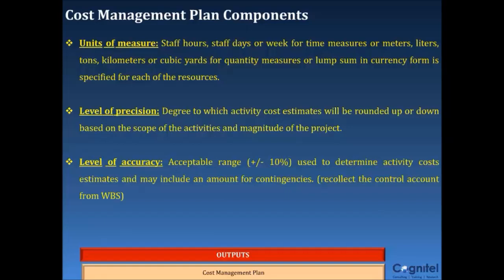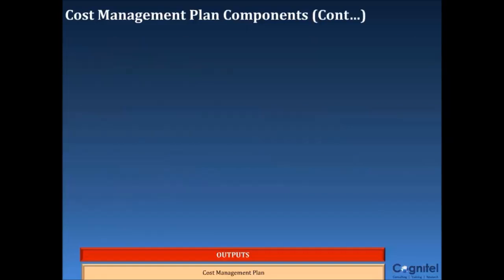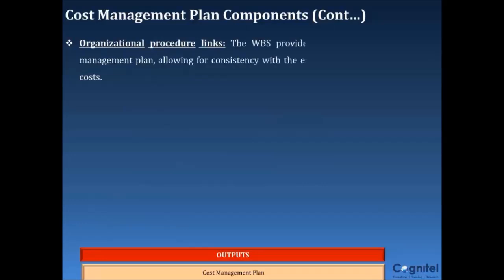Recollect the control account from WBS. Organizational procedure links: the WBS provides the framework for the cost management plan, allowing for consistency with the estimates, budgets, and control of costs. The WBS component used for the project cost accounting is called the control account. Each control account is assigned a unique code or account number that links directly to the performing organization's accounting system.